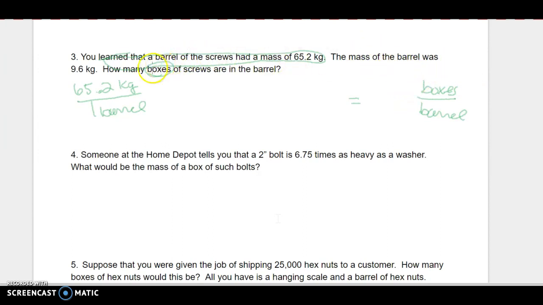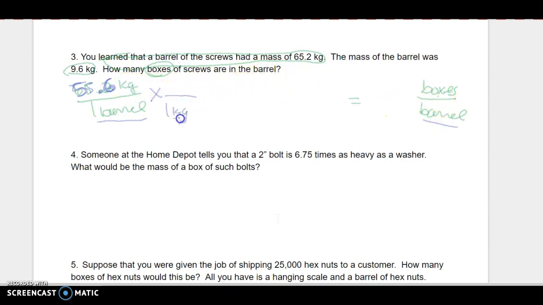The mass of the barrel was 9.6 kilograms. Oh wait, so we're going to have to subtract that off just like you did with the baggie and the rice thing. So, and the vial. 65.2 minus 9.6. Okay, so actually the only number we really want here is 55.6, because that's just the screws, right? That's taking the barrel out of it, okay? All right, so I have kilograms per barrel. I already have barrel on the bottom, so I'm looking good there already, okay? So now I just need kilograms to turn into boxes, all right?